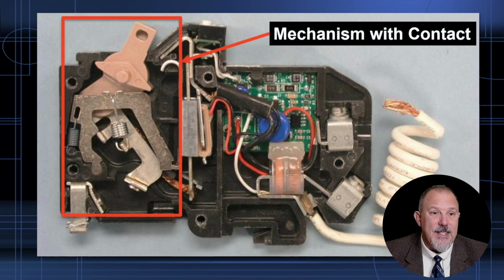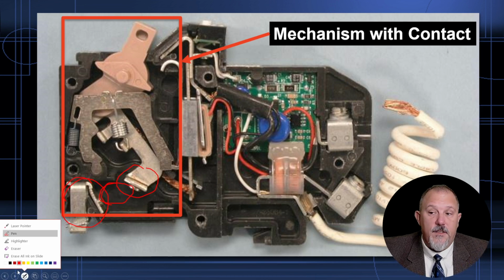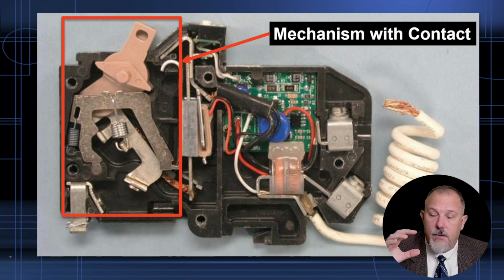Now let's take a look at the parts. On the very far side is the mechanism with the contact. The contact in this circuit breaker right here is open. It is not closed. You'll see the gap down at the bottom. I'll just use a pen. This is my gap. This is one side of the contact, and this is the other side of the contact. That's the set of contacts which are inside of the circuit breaker.